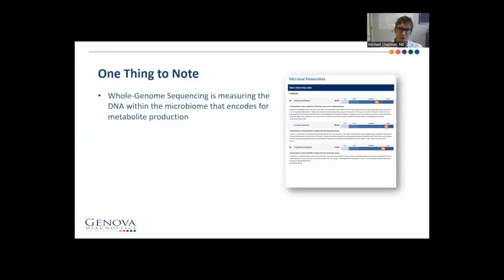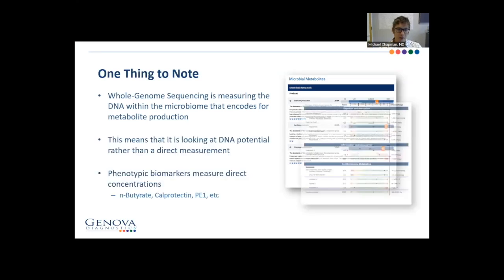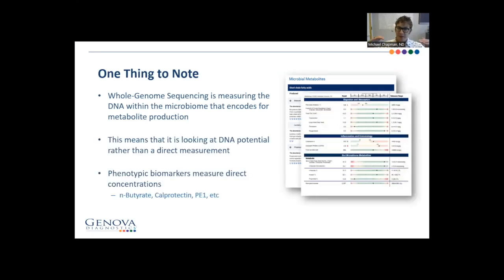And just keep in mind, when we're looking at these things from a whole genome sequencing standpoint, we're looking at the measure of DNA within a microbe that encodes for production of things. So inside that bacteria, there's DNA that says, hey, make butyrate. And so once we understand which bacteria do what, then we can make some assumptions about what they are making. It's not the same thing as when you're looking at your GI effects test. We're actually directly measuring butyrate production.